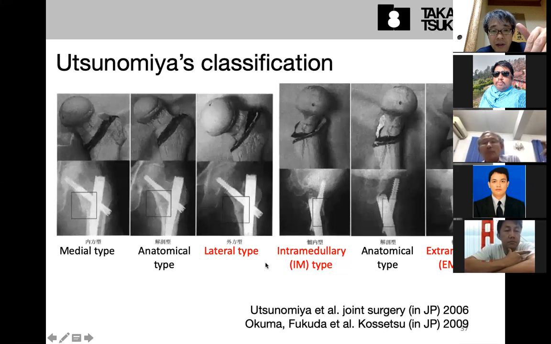And this is the lateral type. It is somewhat unclear, but please follow the medial edge of the proximal fragment here, and it comes inside the distal fragment. It is the same as my classification system and is classified as the impacted type. The proximal fragment is impacted into the distal fragment. So this is the lateral type.